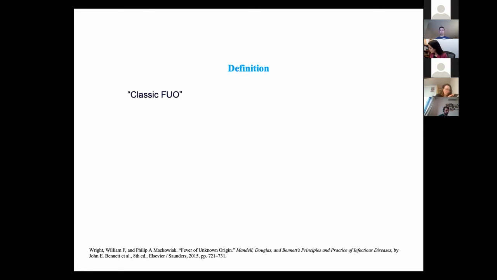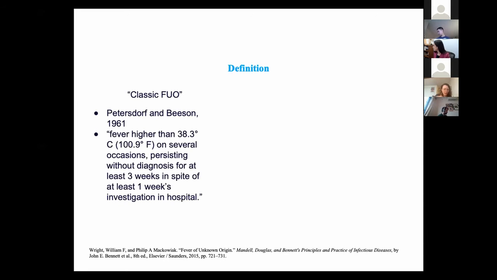So there are two definitions, or two major categories of definitions. The classic FUO definition at Petersdorf and Beeson back in '61, which required you to have a fever of 100.9 on several occasions for at least 3 weeks, despite a week's investigation in the hospital. And then that inpatient requirement was removed.